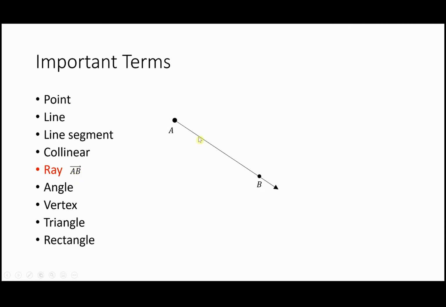You would not call this particular ray ray BA. That would be inappropriate, because that would indicate that A is on the ray itself in the direction that it's pointing, but that's not the case. A is the endpoint, so that's always going to be the first letter mentioned in the name of the ray. Now, when two rays are joined at their endpoints, then an angle is formed.